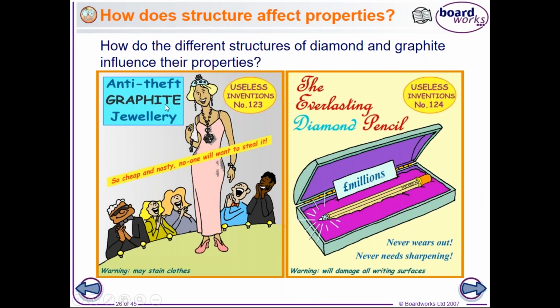And oppositely, if you make jewelry not from diamond but from graphite, what will happen? As you see what is written here, it is anti-thief graphite jewelry, so no one will want to steal it, and it will be the cheapest jewelry in the world, so it may stay in the clothes. As you know, graphite is very brittle, and what makes it brittle we will talk about. Okay, so that was about giant covalent structures.